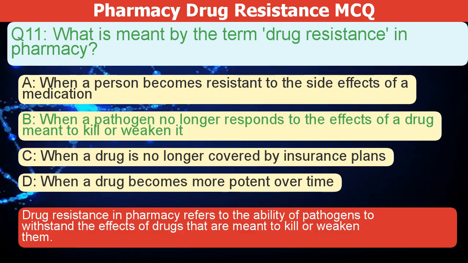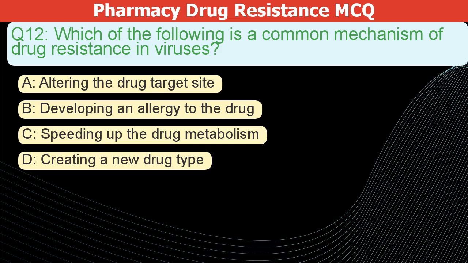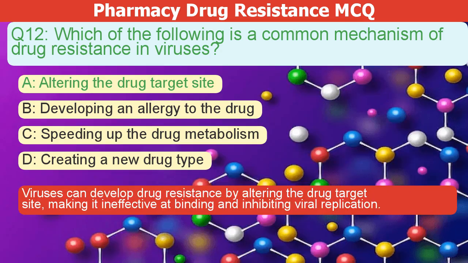Drug resistance in pharmacy refers to the ability of pathogens to withstand the effects of drugs meant to kill or weaken them. Which of the following is a common mechanism of drug resistance in viruses? A. Altering the drug target site. B. Developing an allergy to the drug. C. Speeding up the drug metabolism. D. Creating a new drug type. The correct answer is A.